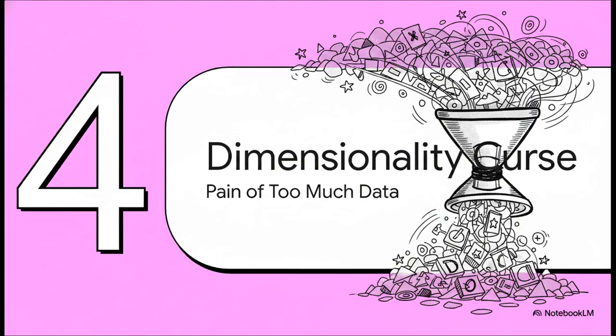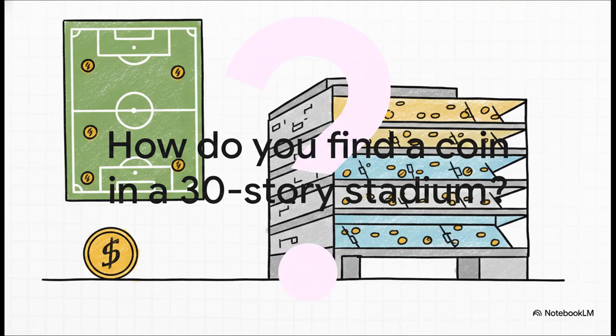Which leads right into Section 4, the curse of dimensionality, the pain of too much data. Let's do a quick thought experiment. Imagine dropping a coin on a straight 100-meter line. How do you find it? Super easy, right? You just walk the line and look down. That's one dimension. Now imagine finding that exact same coin somewhere on a 100 by 100-meter football field.